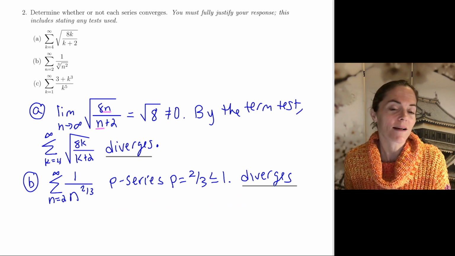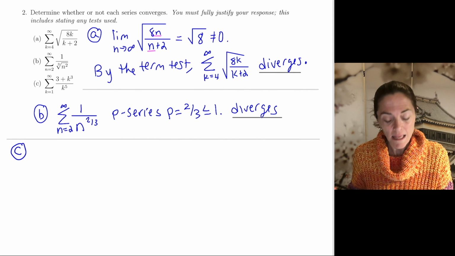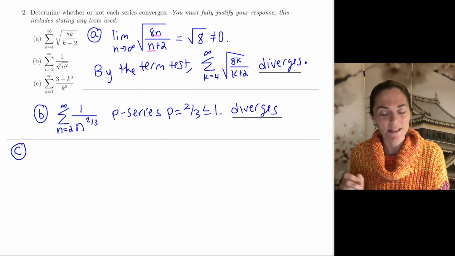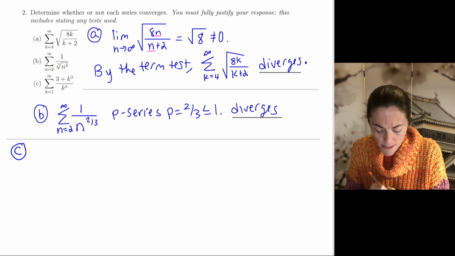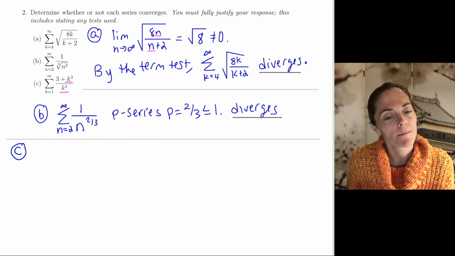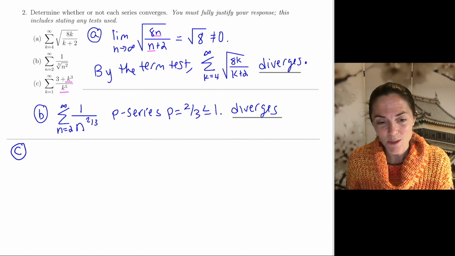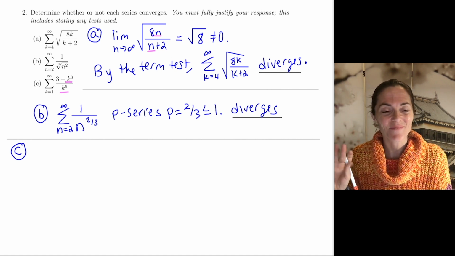Okay, let's move on to part C. In letter C, well, same strategy every time I see a series. First, look at the terms. Here, my terms, well, this is what dominates the numerator, and then I just have one term in the denominator. K to the 5th is a bigger power of k than k cubed, so the terms are going to 0. Term test tells us nothing. Okay, we have to move on.